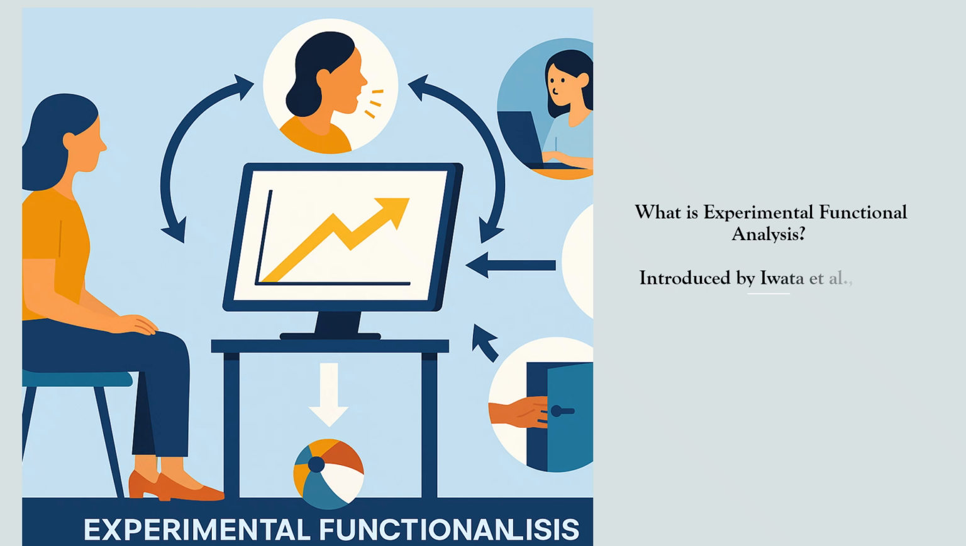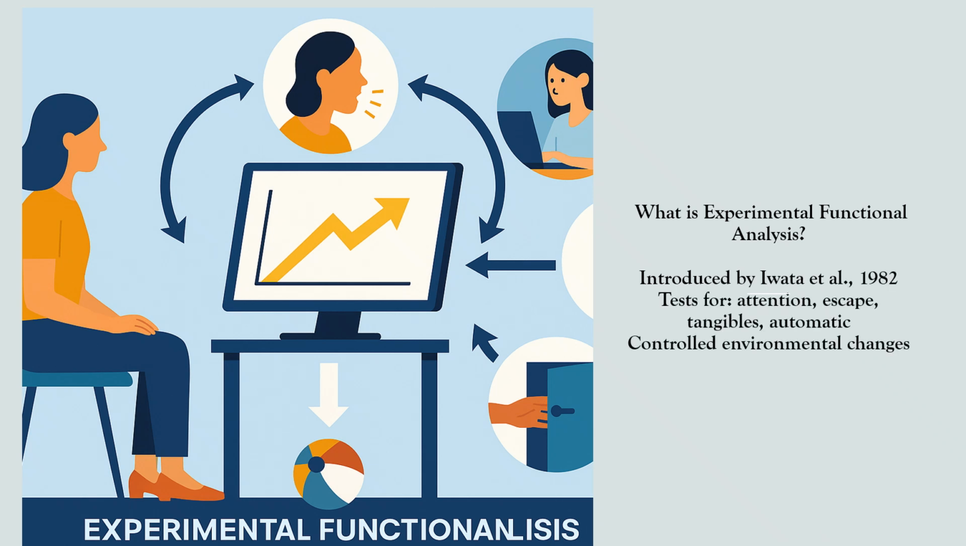What is experimental functional analysis? Experimental functional analysis is a scientific method used to test what causes or maintains problem behavior. It was first introduced by Iwata and colleagues in 1982. This method involves changing the environment in a structured way to see how a person responds. We test for functions like attention, escape, access to tangibles, and automatic reinforcement by seeing which settings increase the behavior.